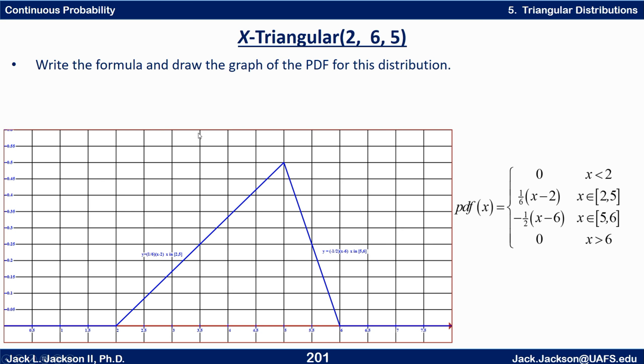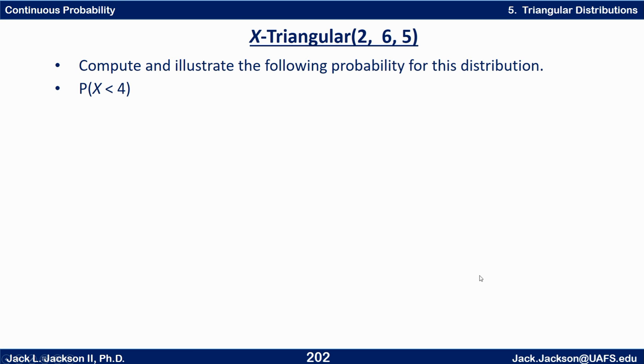Now, why do we need this? Well, we need this if we're going to find different heights. So what's the probability that x is less than 4? See if you can shade it and work this out. Press pause now.